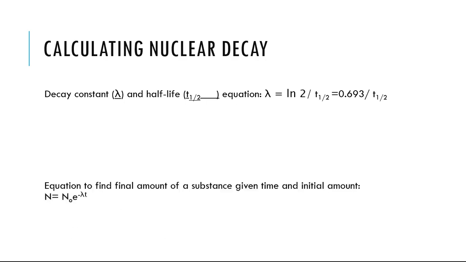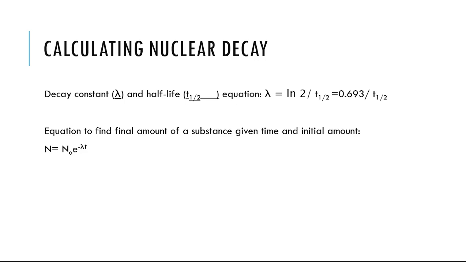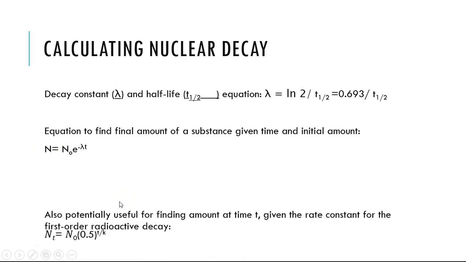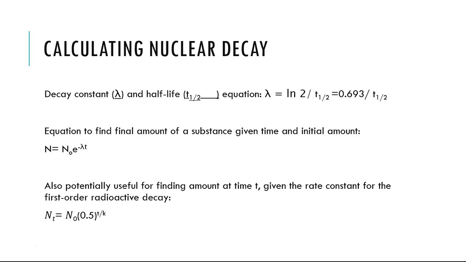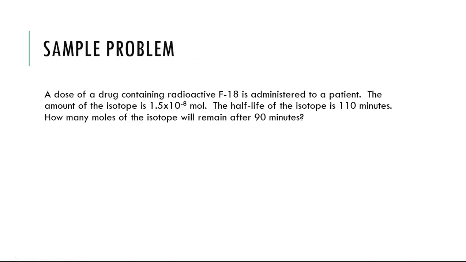Now, we can also find the final amount of a substance given the time that the substance decayed and its initial amount. You can use the first equation to solve for the decay constant, put in the time that the sample's decaying and the initial amount, and you can get the final amount. Also potentially useful, although I haven't seen it as much in some of the sample questions, is for finding the amount at a given time t, if you're given the rate constant. All of these are first order processes, so if you know the value of k, you can again find the amount at time t.